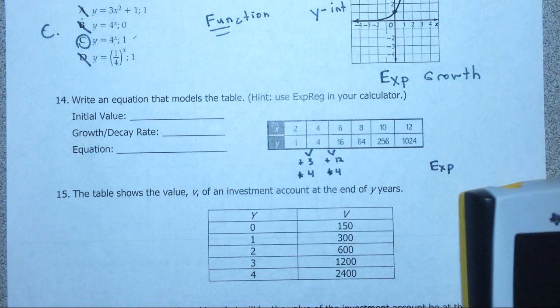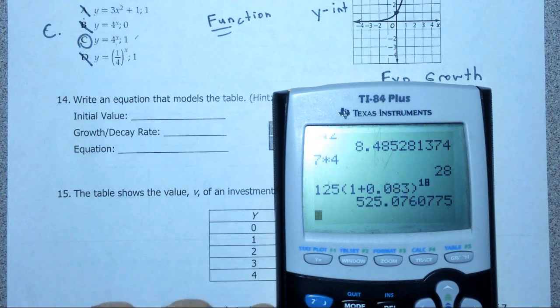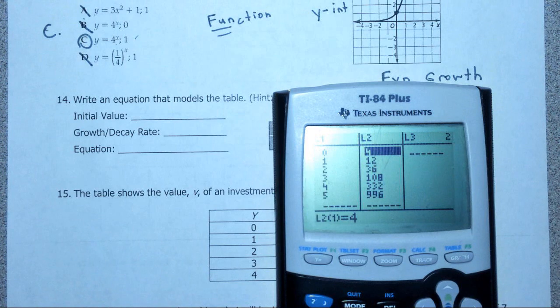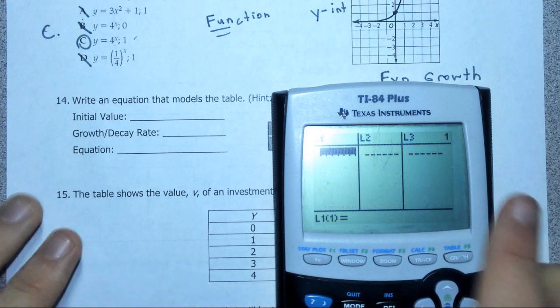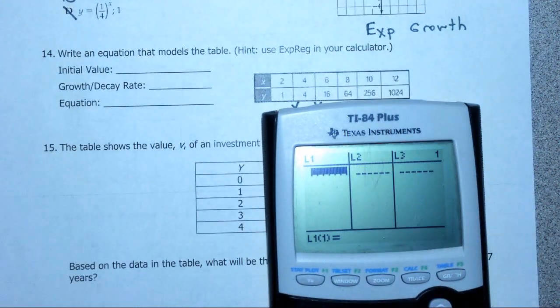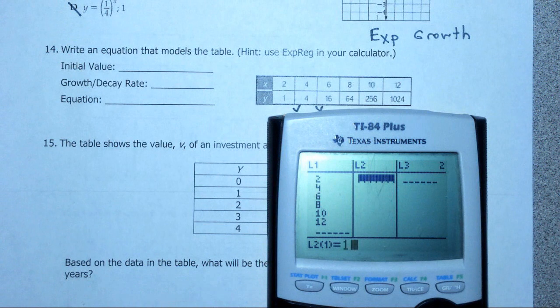Now, it gave you the hint to use exponential regression, so I'm going to do that. So, I go to Stat, Edit, and I got all these points in here, so I want to get rid of them. Go up and clear them. And I'm going to plug my x's in, so 2, 4, 6, 8, who do we appreciate? 10, 12. And then in my y's, I have less of a fun pattern. 1, 4, 16, 64, 256. I can't read the next one, but I know that's 1,024.